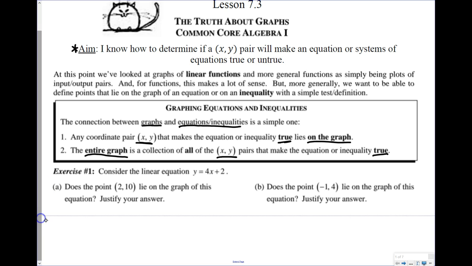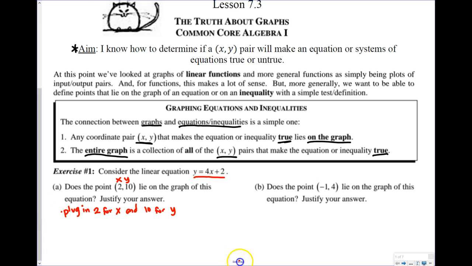So exercise 1, let's take a look at this idea of truth. Consider the linear equation y equals 4x plus 2. So here's our equation they give us. Does the point (2, 10) lie on the graph? For something to lie on the graph, it has to be true. So this question is basically saying, hey, look, plug in 2 for x and 10 for y and see if it works. So that's what I'm going to do.